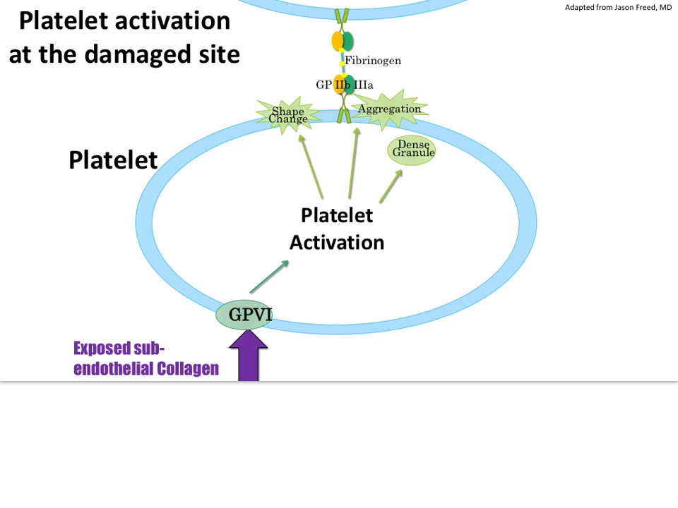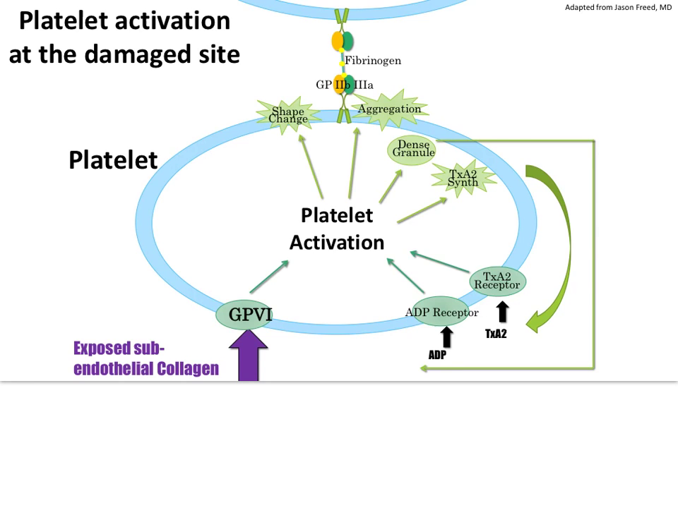But the party isn't over yet. Activation also causes the release of so-called dense granules. These release ADP, which is just one phosphate short of our old friend ATP, which, acting via the ADP receptor, causes further platelet activation. This causes an increase in thromboxane A2 synthase, which makes thromboxane. Thromboxane is an important cause of platelet activation and aggregation.